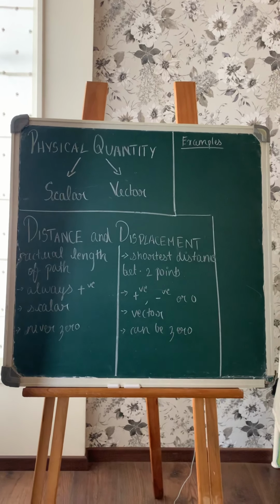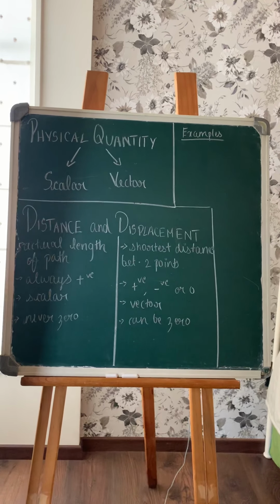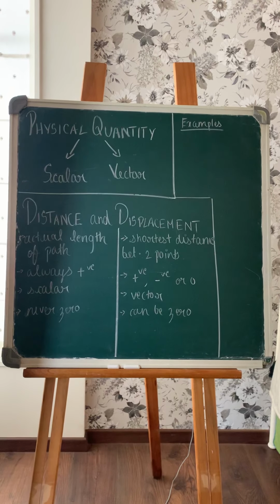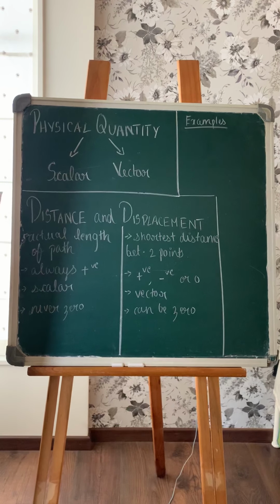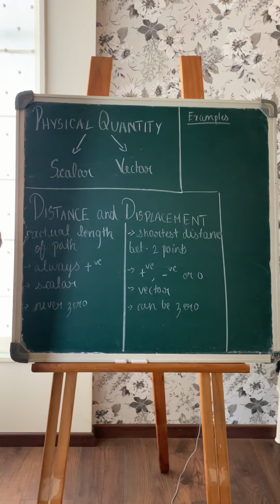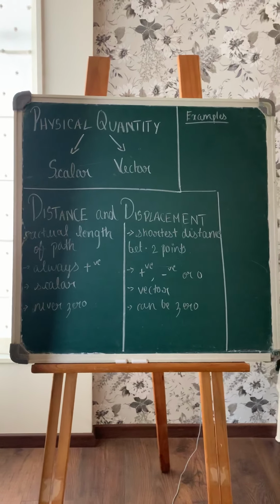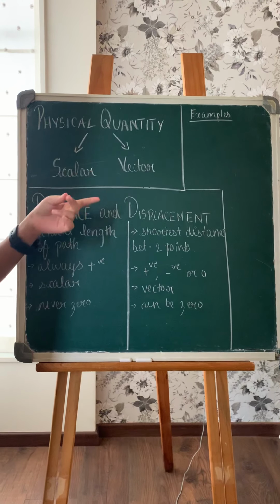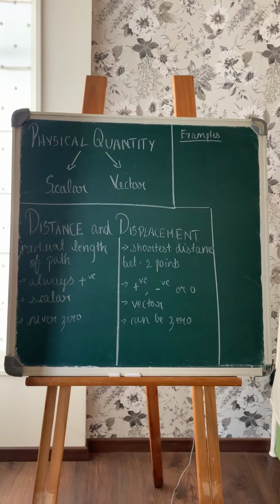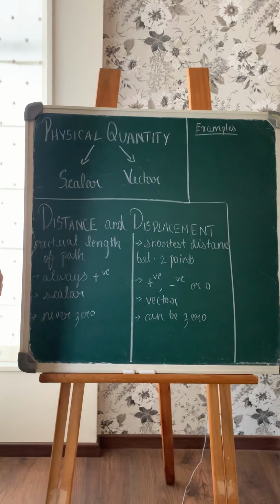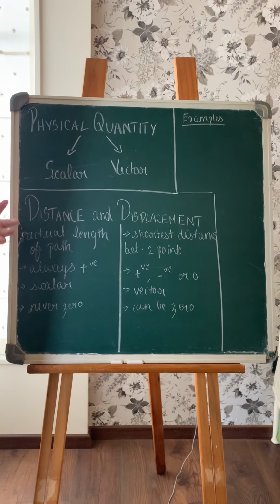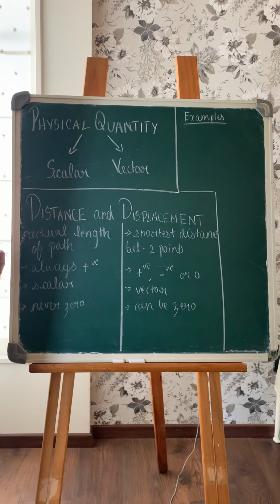A physical quantity is basically a quantity which can be measured and has magnitude and unit. For example, kilometers, meters, distance, displacement, all of those quantities are called physical quantities. Now, physical quantities can be divided into two types, scalar and vector quantities. Scalar quantities are those which have only magnitude and unit. Vector quantities have magnitude, unit, and direction. Even direction is taken into account when we take vector quantities.